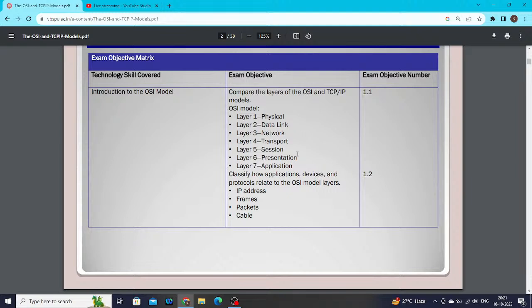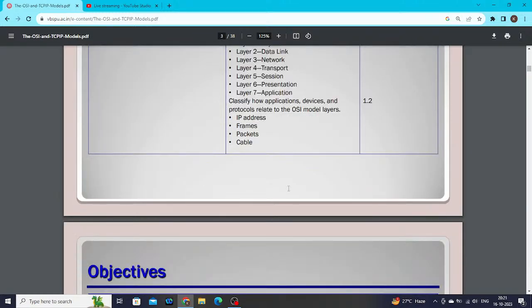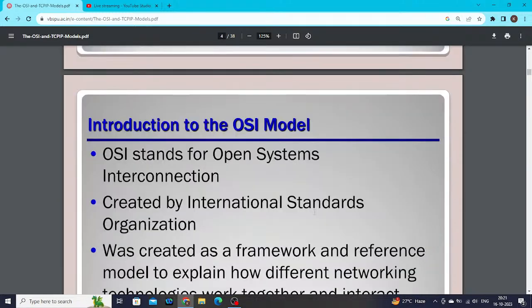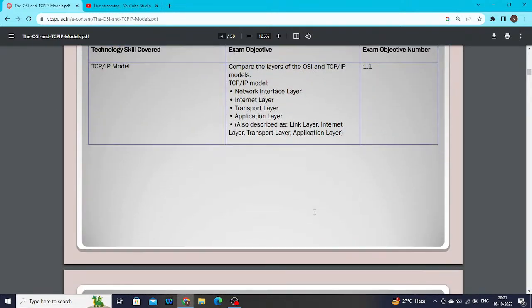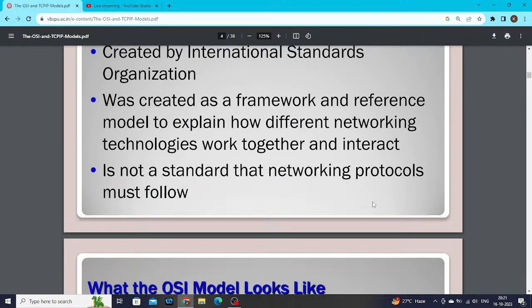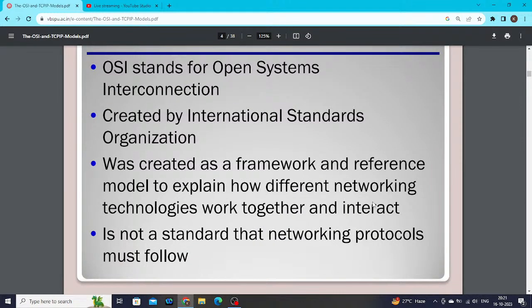We will classify how applications, devices and protocols relate to the OSI model layers, like IP addresses, frames, packets and cables. So we'll briefly cover the objective of this OSI model. OSI stands for Open System Interconnection. This is the full form, Open System Interconnection, created by the International Standards Organization.